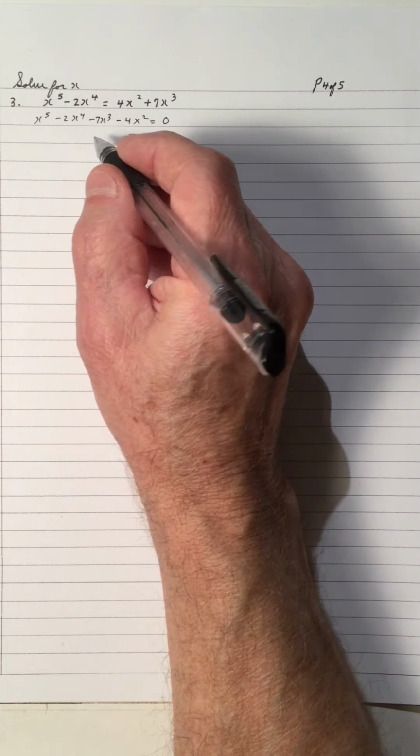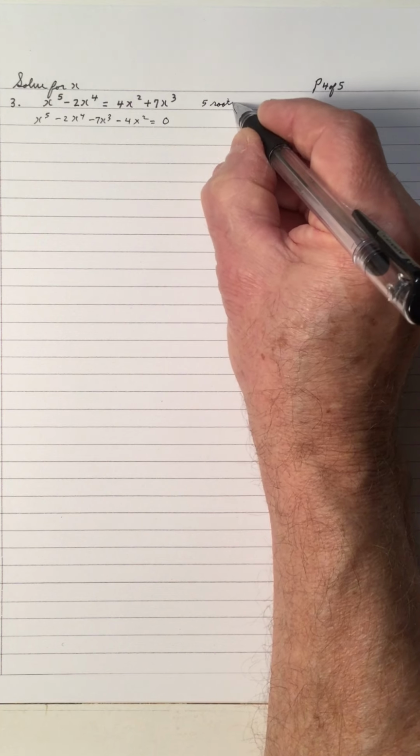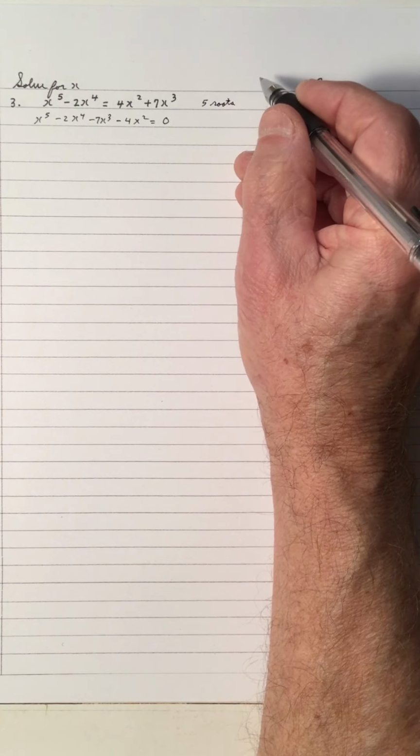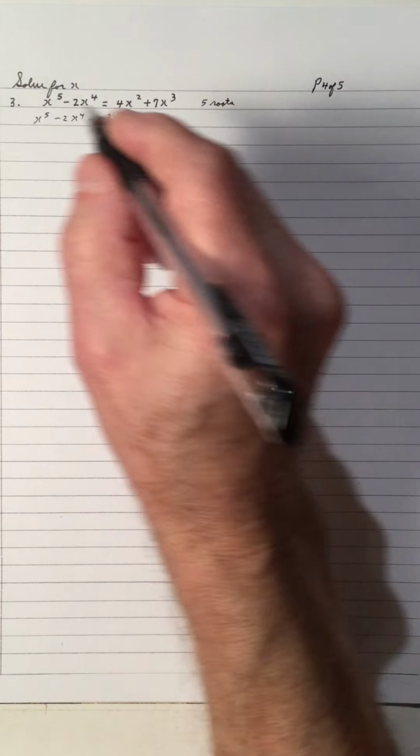Notice now the first rule I have is descending order. Now the number of roots here, there are 5 roots because of x to the 5. It's a quintic, and we got 5 roots.